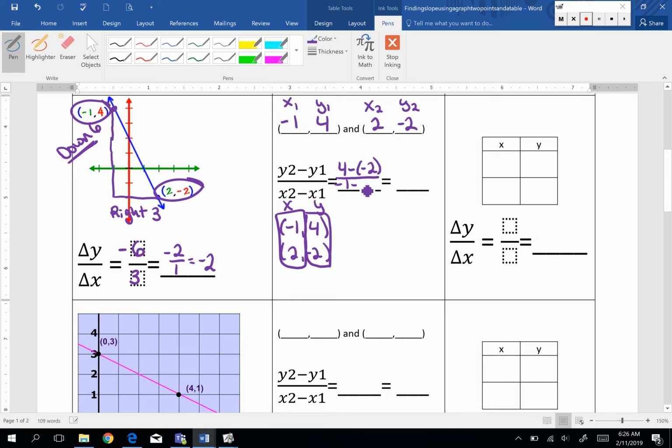X's are -1 minus 2. Again, we're subtracting a negative. That's going to become a positive for us. We get +6. -1 minus 2 is -3.